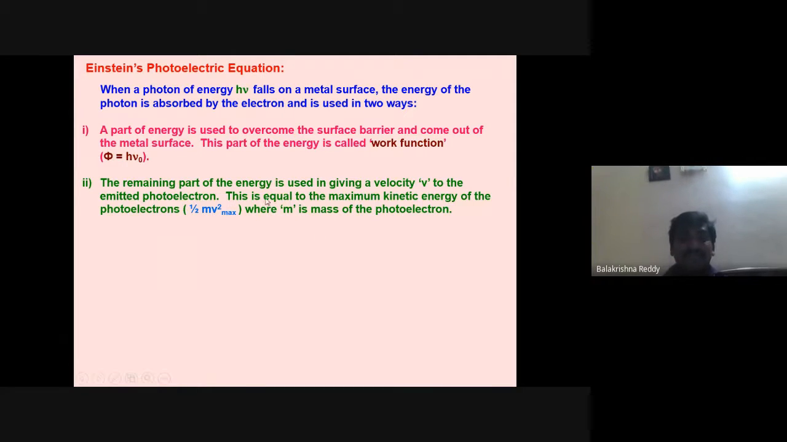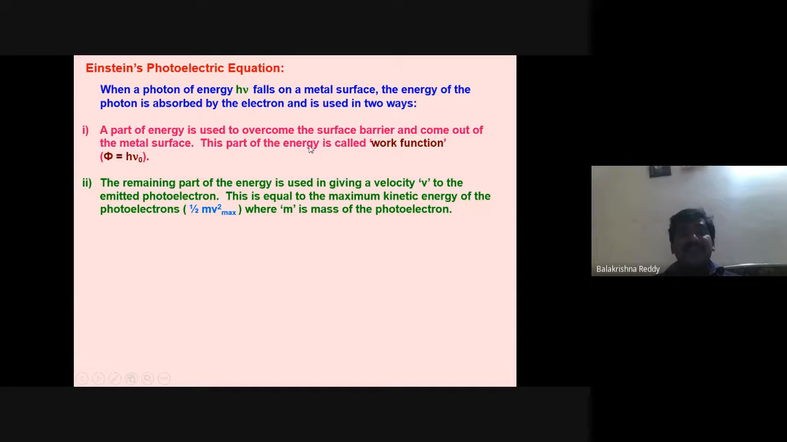These 2 points are indicating that only a part of the energy is used to overcome the surface barrier. The surface barrier means, though you are emitting a suitable frequency on a metallic plate, not all metal plates will emit electrons, that we know, right? So enough work function of that metal surface is required. If this work function is overcome, then for this we need some extra energy. That is, a part of the energy is used to overcome the surface barrier and come out of the metal surface.